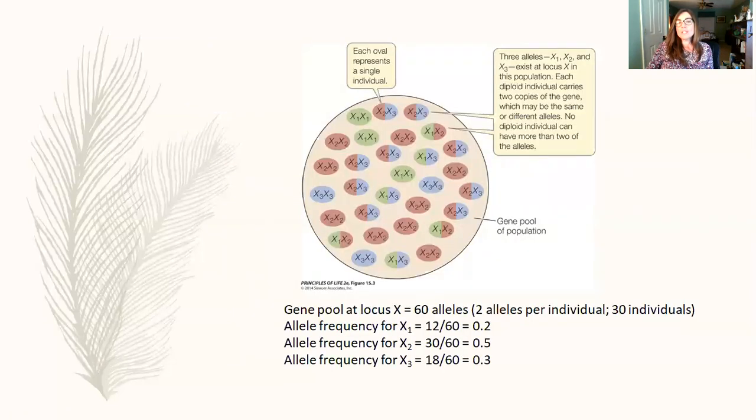All right, this just gives you an example of what we mean by allele frequency. So let's say that in a particular population of organisms, you had 30 different individuals. And in this diagram, each oval represents a single individual. And of course, each individual can only have 2 alleles for each trait, because they have pairs of chromosomes. We're talking about organisms that are diploid like us.